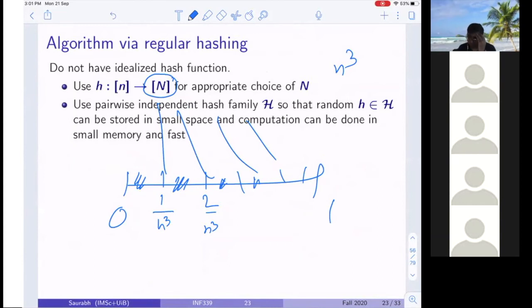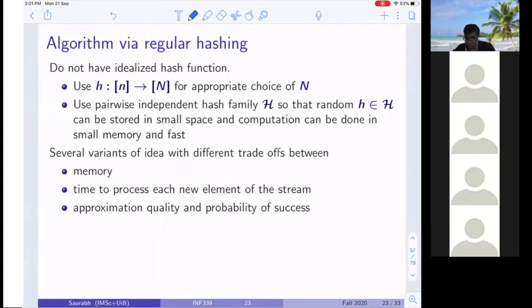But it's a course in theory, so we need to make an algorithm with regular hash functions, not with these idealized hash functions. Hash functions which can be stored in a small space, and computation which can be done in small memory and efficiently. There are several variants of these ideas with different trade-offs between memory, time to process each new element, and so on.